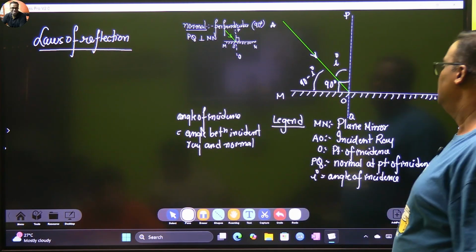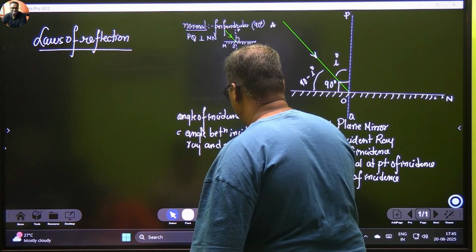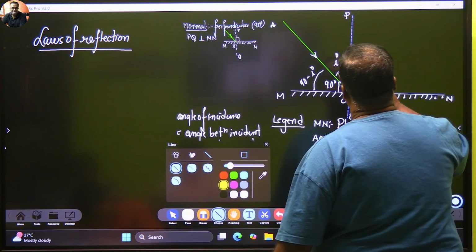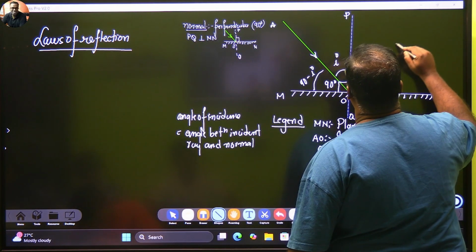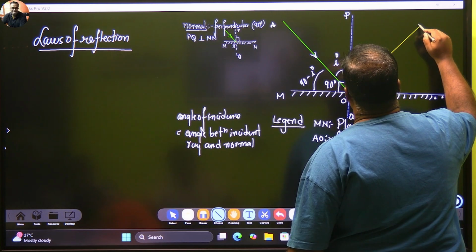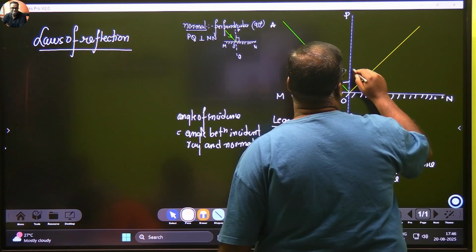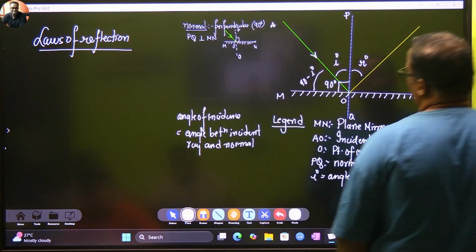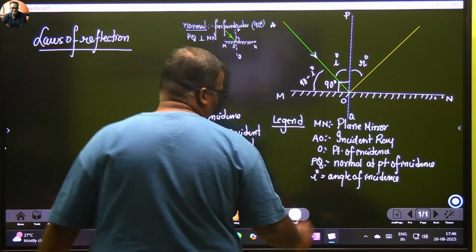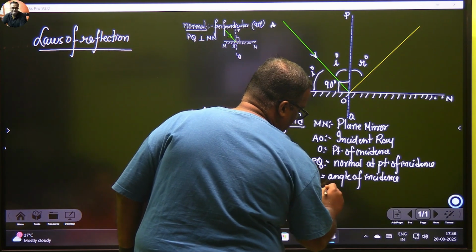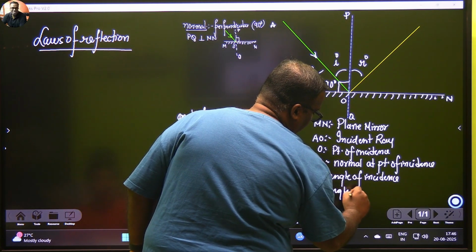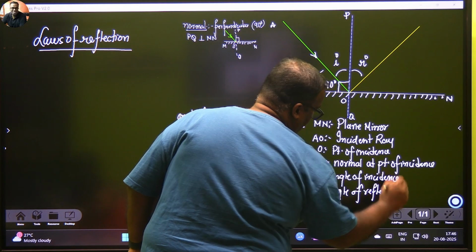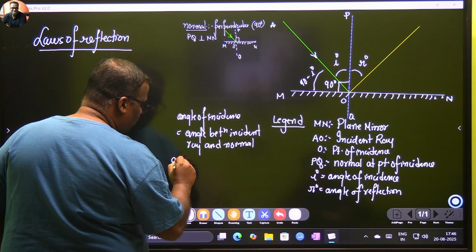Right. So now we make our reflected ray. I'm showing it in yellow, and it will come out again from the point of incidence, that is O, and it will make an angle of reflection, which is R degrees. Okay, so then we need to understand what R is. R is my angle of reflection. So let's go and understand what the angle of reflection is.